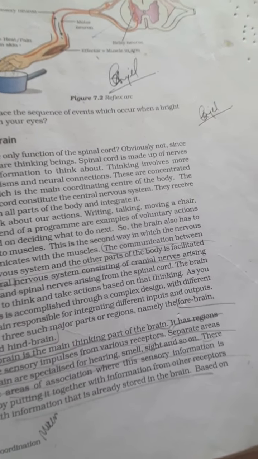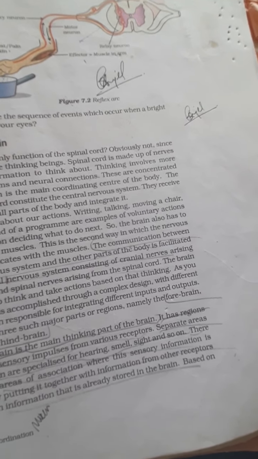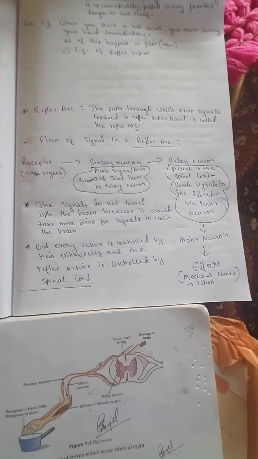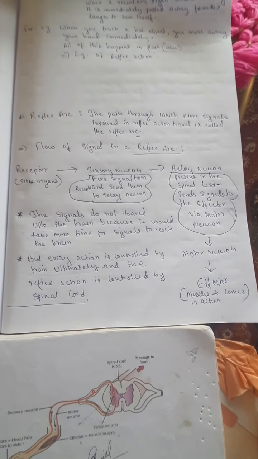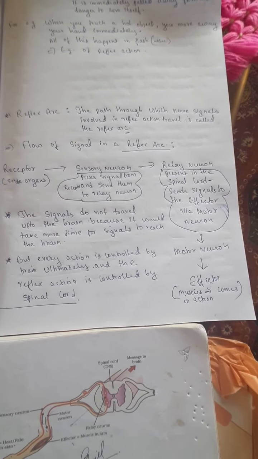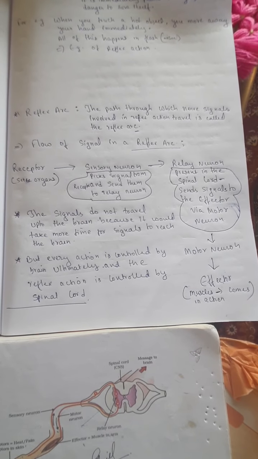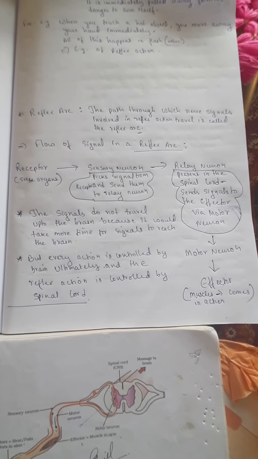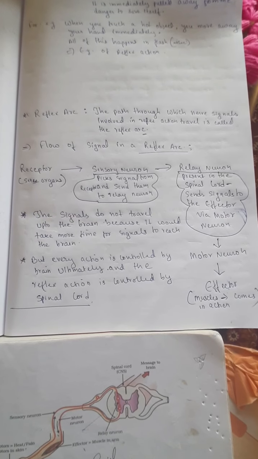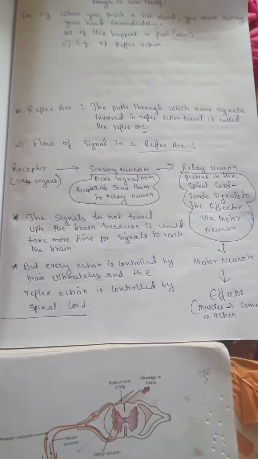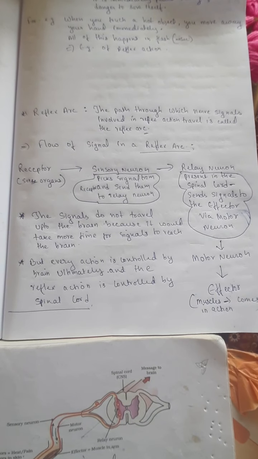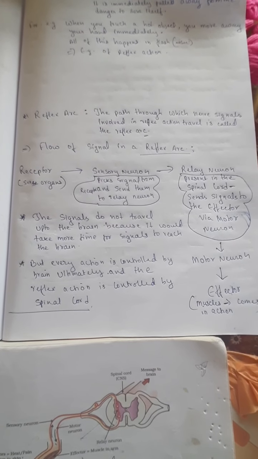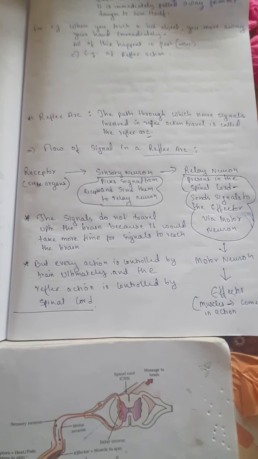Now, here comes the solution, that is the reflex arc. What is the reflex arc? The path through which nerve signals involved in reflex action travel is called the reflex arc. Let me read it again for you. The path through which nerve signals involved in reflex action travel is called the reflex arc.